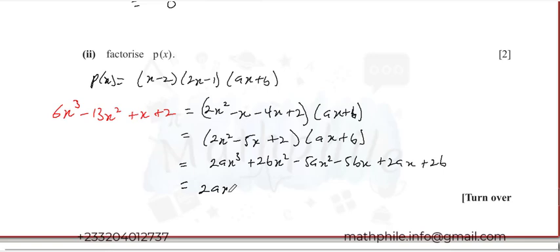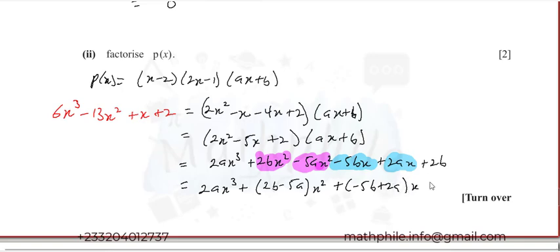So we've got 2ax cubed plus those with the x squared. Let's see if we can gather them. This with x squared, and this also with x squared. So we've got 2b minus 5a with x squared. Then let's gather those with the x. So this with x, and this with x as well. So plus negative 5b plus 2a with x, and those without x, we've got only 2b. So we have to compare it with this one, which I don't have space.